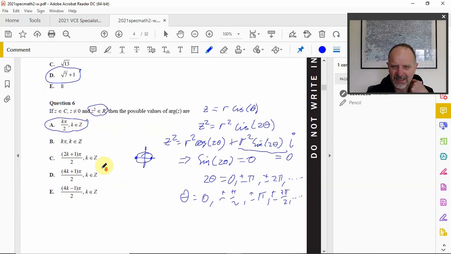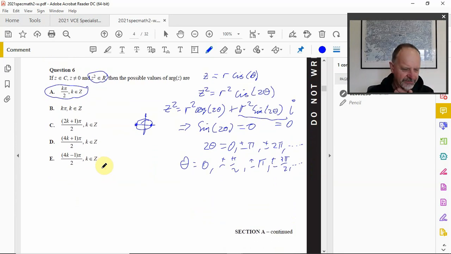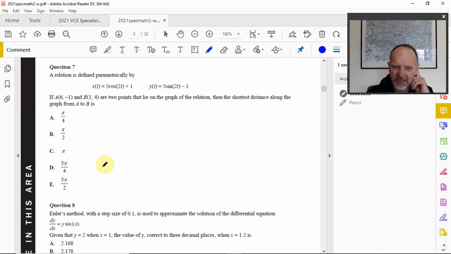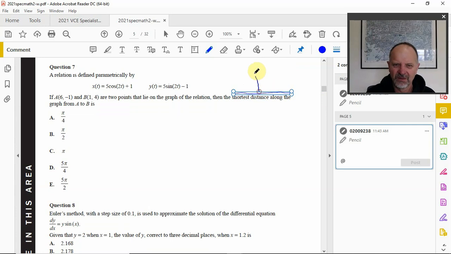All right, next question. We have some parametric equations. A relation is defined parametrically by those, for x and y in terms of t, the parameter. We've got 2 points, A and B, on the graph, and the shortest distance along the graph. So we're talking about arc length.